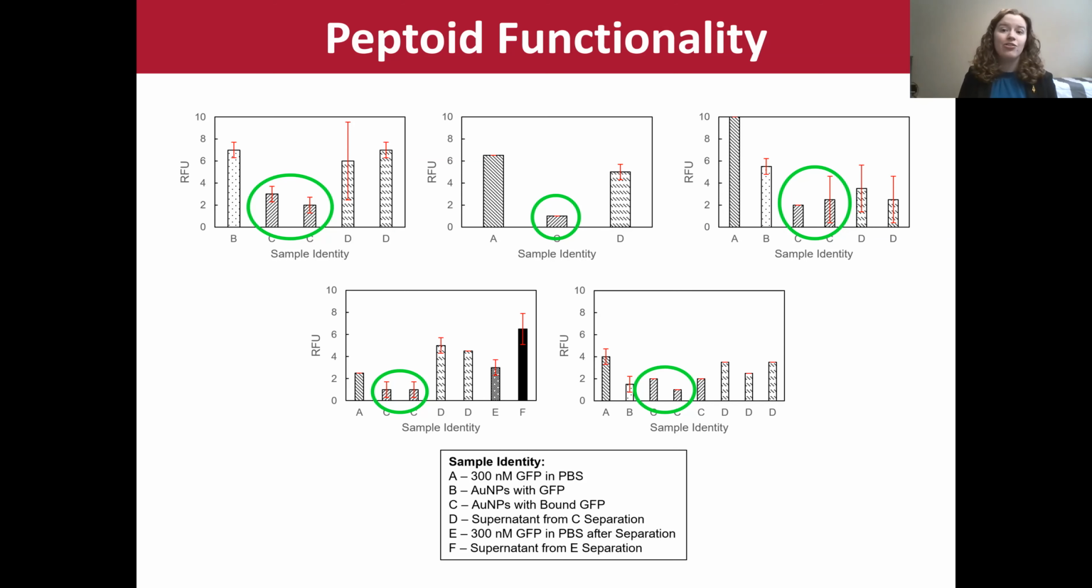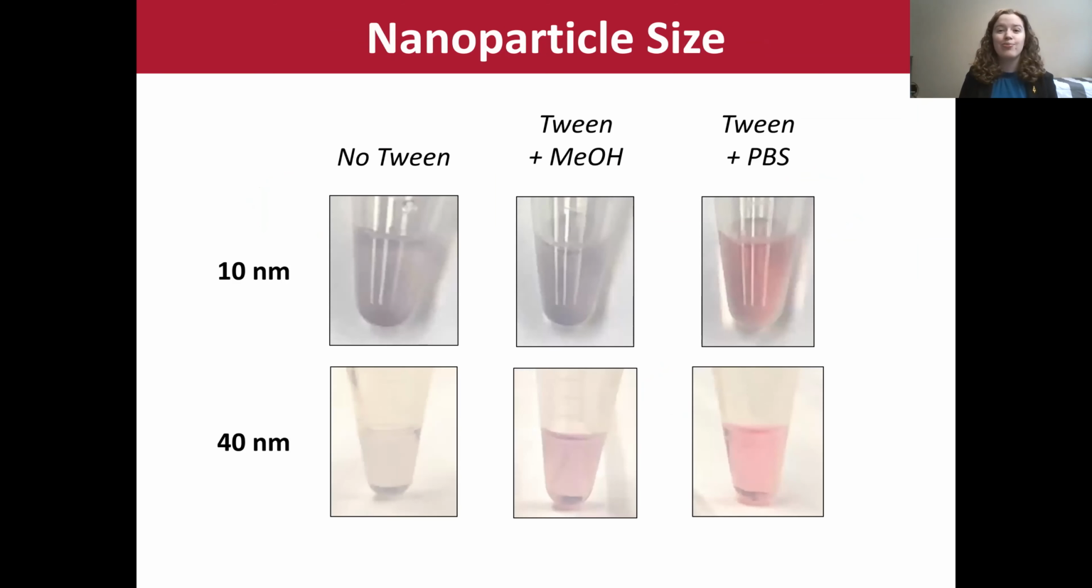Nanoparticle size also has an impact on the functionalization process. So we looked at both 10 nanometer and 40 nanometer spherical gold nanoparticles, prepared those the same ways, and they gave relatively similar functionalization results. However, the 40 nanometer particles were less likely to adhere to the centrifuge tubes, and they were not as impacted by the addition of methanol, which does seem to promote aggregation of the functionalized nanoparticles, more so for the 10 nanometer particles than the 40 nanometer ones.